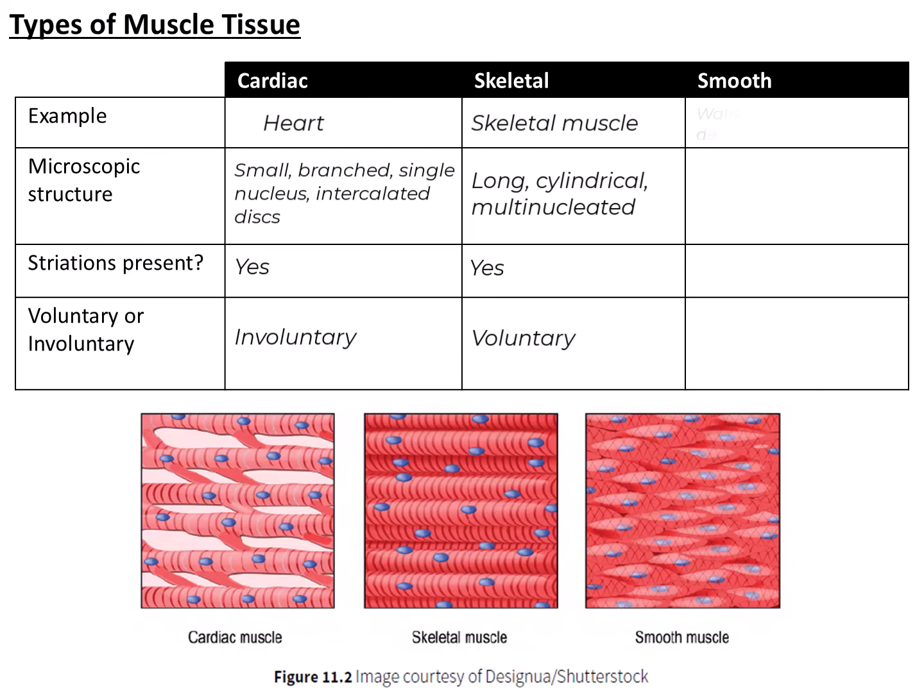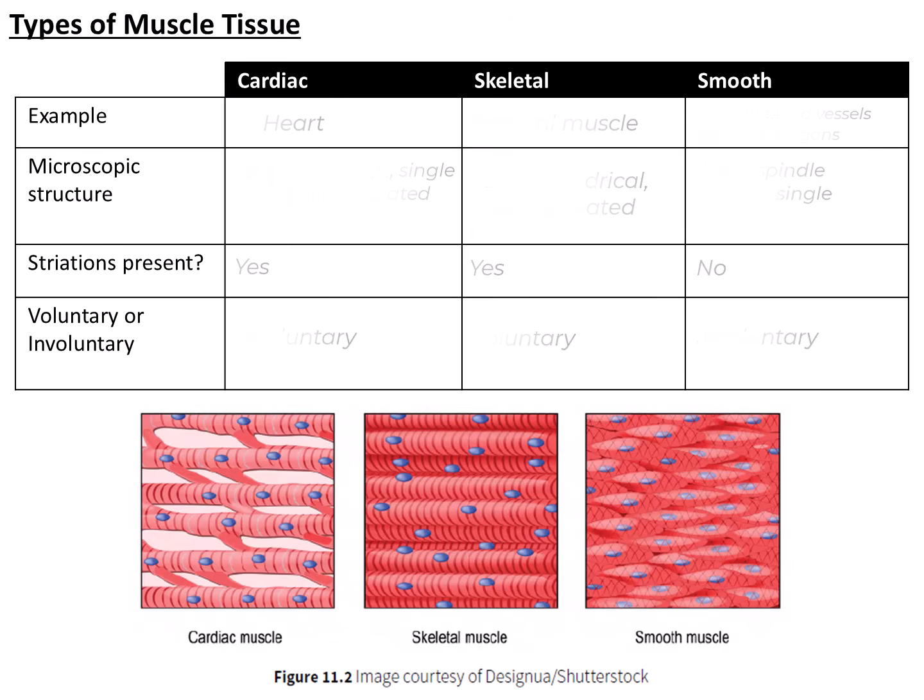The last type is smooth muscle, found lining blood vessels and various organs of the digestive, urinary, and reproductive tracts. These cells look quite different and are short and spindle-shaped. They contain a single nucleus and are not striated. They, of course, contain contractile proteins, but they are not organized in the same way as they are in cardiac and skeletal muscle, which is why we don't see stripes. Smooth muscle is involuntary muscle, and you don't have control over this type of muscle.